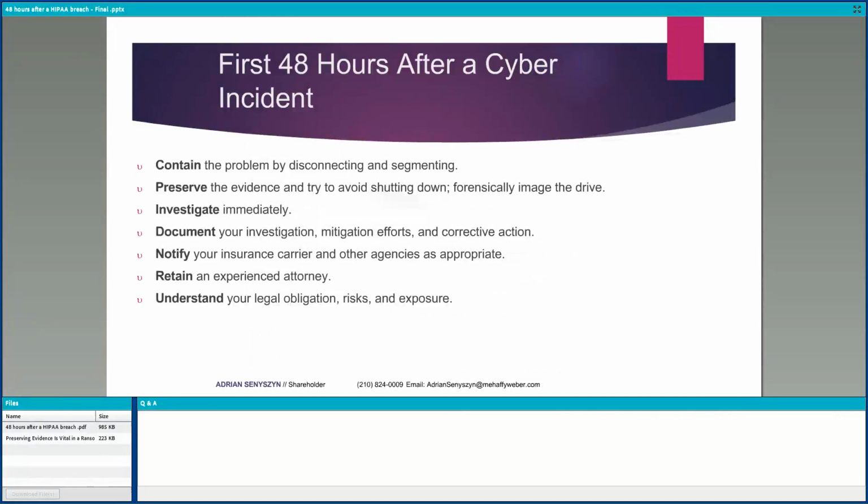So just to sum up, the first 48 hours after a cyber incident, you want to contain the problem, preserve the evidence, investigate immediately, document, and I can't stress that enough, document, notify your carrier, retain an attorney, and then understand your legal obligations, risk, and exposure.